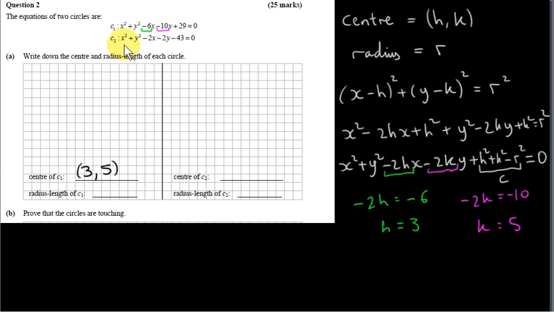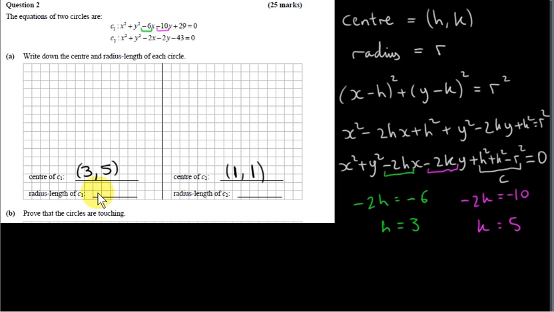Of course, we do something similar for C2. I'll do C2 now. I won't write it down. We just get the coefficient of x and half it to get plus 1. That's the x value of the center, or that's h for circle C2. We get the coefficient of y, half it and change the sign, and that gives us k, or the y value of the center of circle C2.